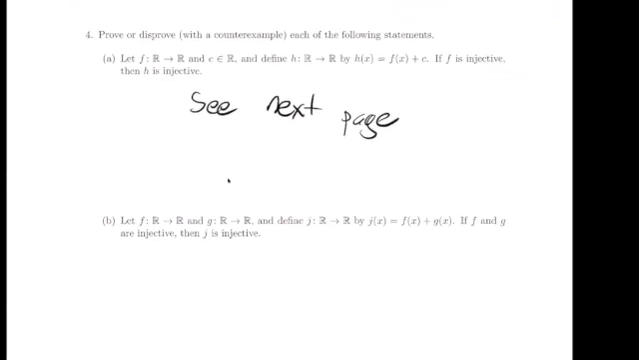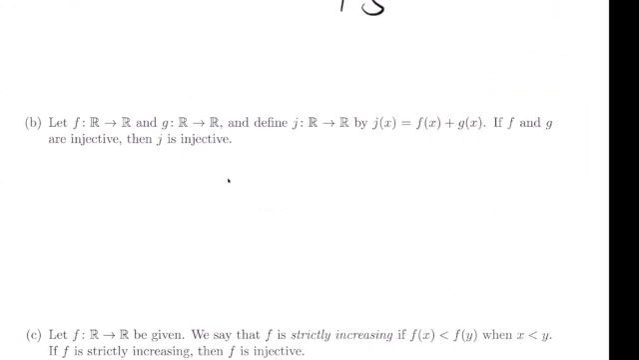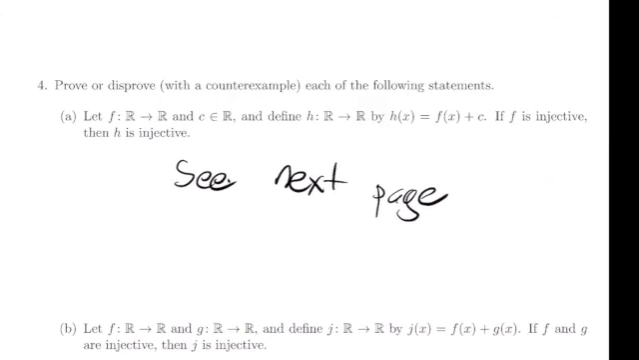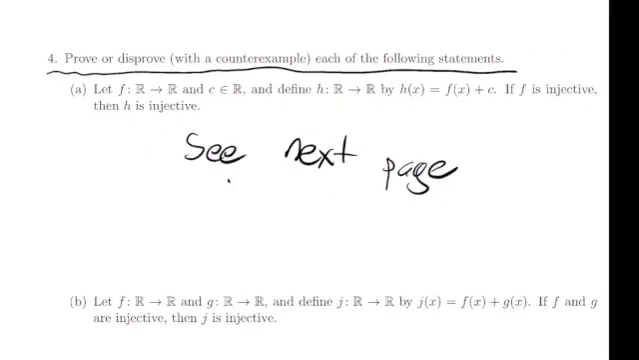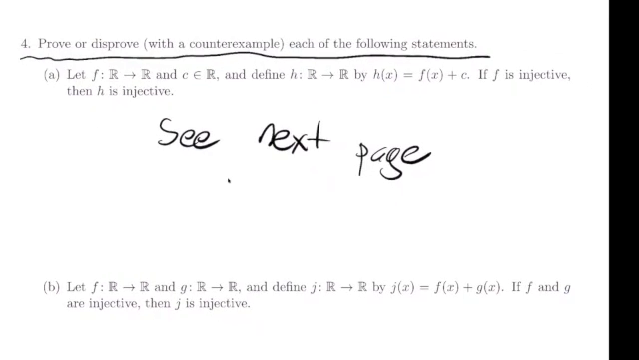Okay. So that brings us to B then, where now we've got two functions f and g, each of which are injective, and we're trying to show that j, which is defined as the sum of two functions, is injective. I should say that these statements might be true or they might be false. These are the hardest things to do. So the first step is to decide what you're trying to prove, whether we're trying to prove this is true or whether we're trying to prove that this is false.